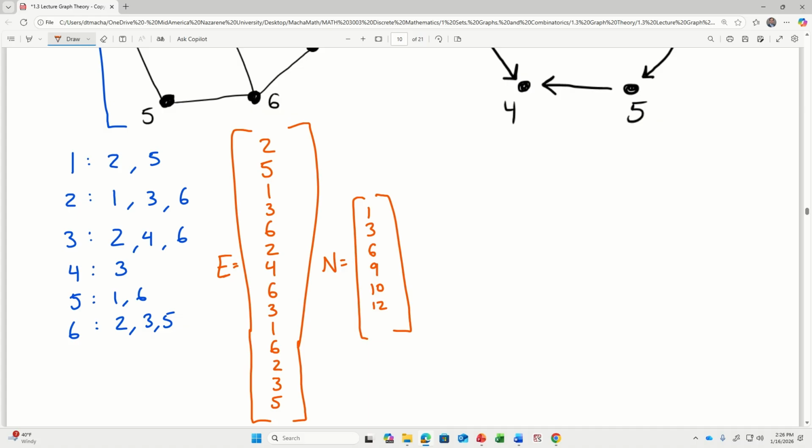And if node number 3 starts in my sixth position, then node number 3 starts at 1, 2, 3, 4, 5, 6. Node number 3 starts with this 2, 2, 4, 6, right? Node number 4 starts at position 9. So 1, 2, 3, 4, 5, 6, 7, 8, 9. Node number 4 starts with this number 3. Node number 5 starts in the 10th position. So that starts with the number 1. And then node number 6 starts in the 12th position. That's where I get the 2, 3, 5.